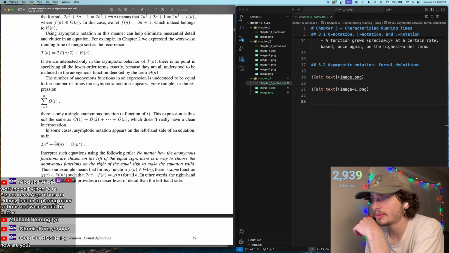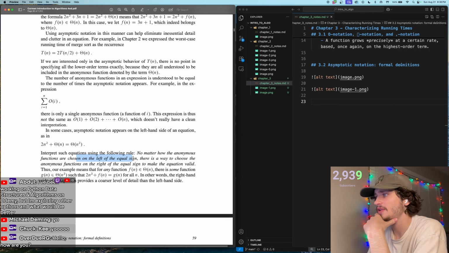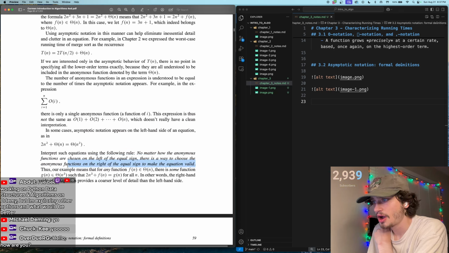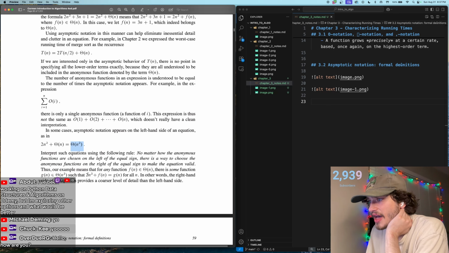No matter how the anonymous functions are chosen on the left of an equal sign, there's always a way to choose an anonymous function on the right of the equal sign to make the equation valid. Thus, our equation means that for any function f(n) within Θ(n), there is some function g(n) that is within Θ(n²), such that 2n² + f(n) is equal to g(n) for all n.